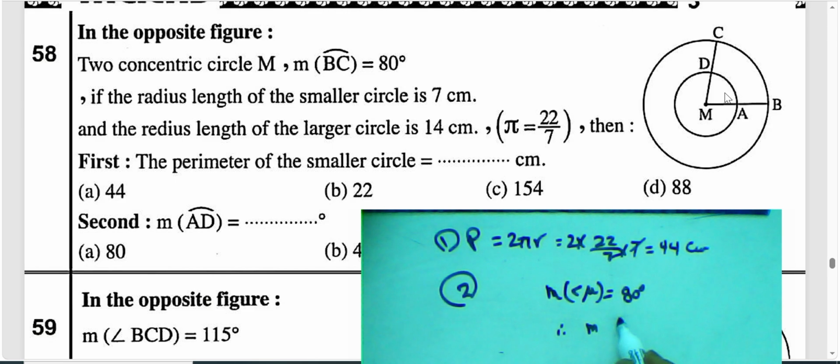Then the measure of arc DA is equivalent to the measure of angle C, the center angle. It will be 80 degrees. Result will be 80 degrees. Choose letter A.